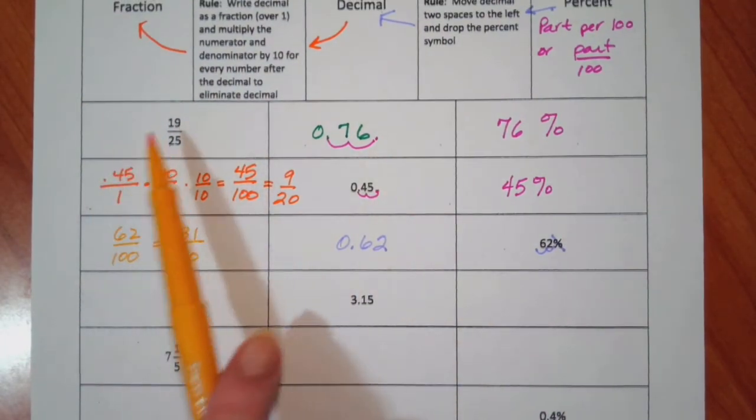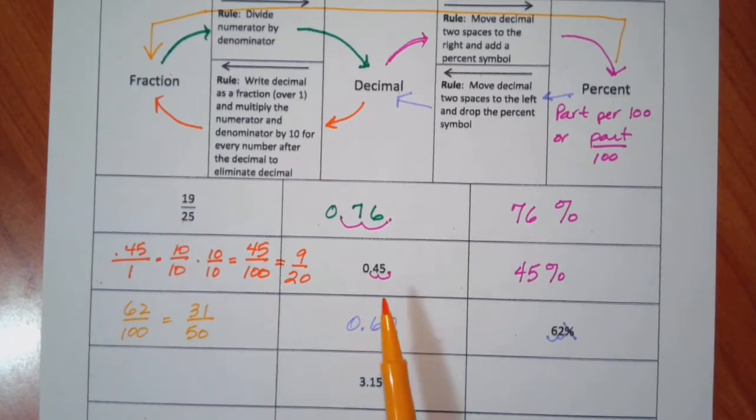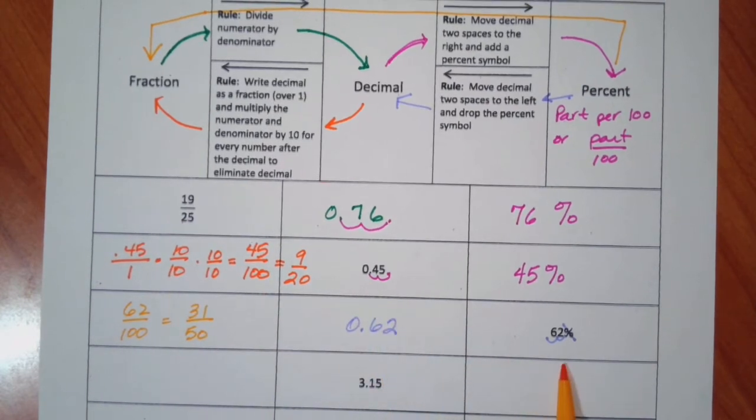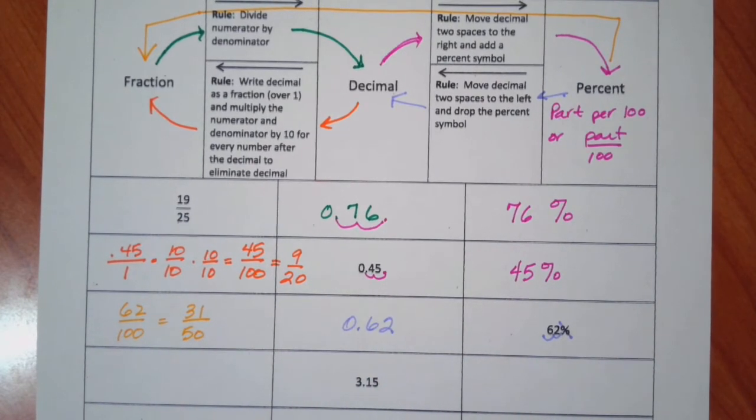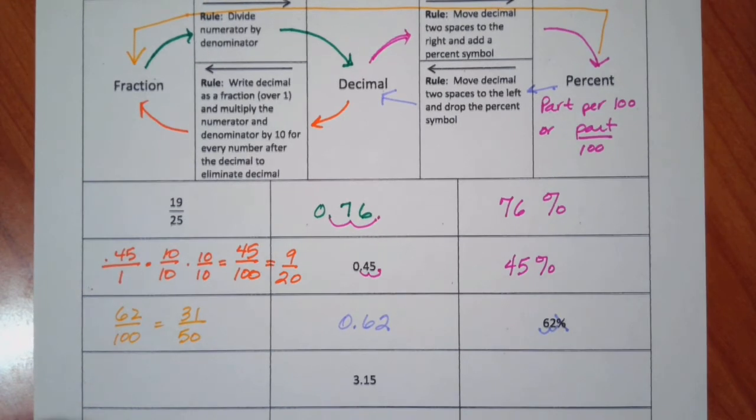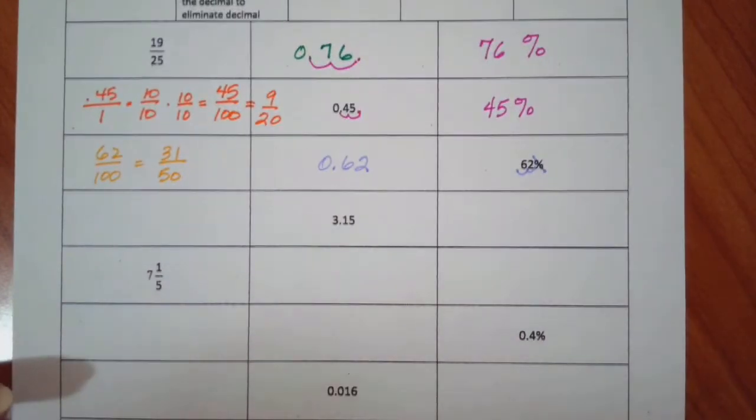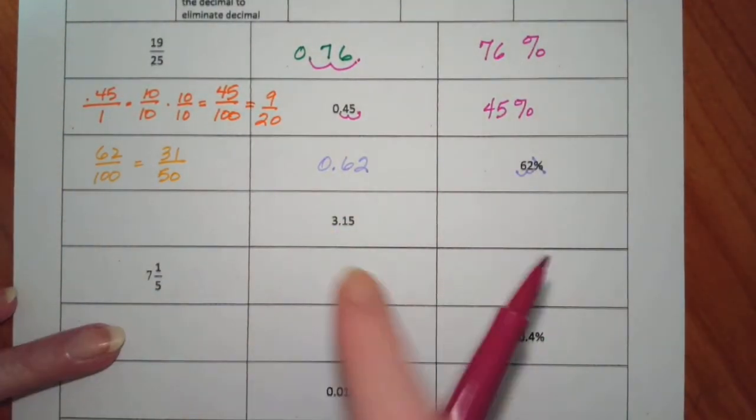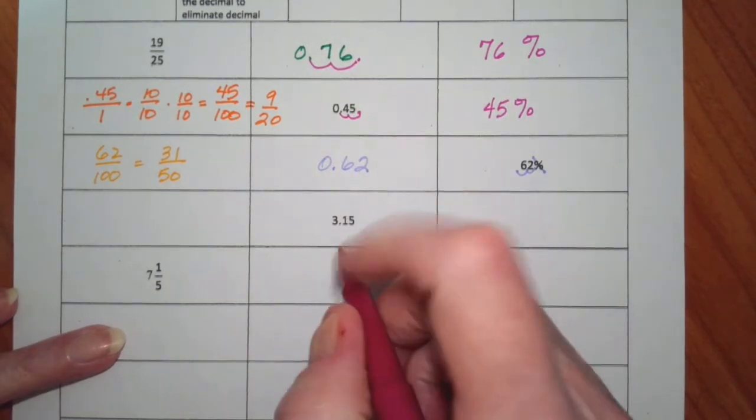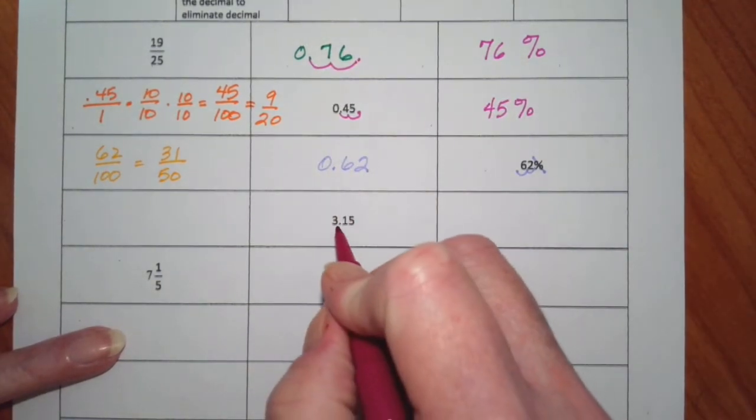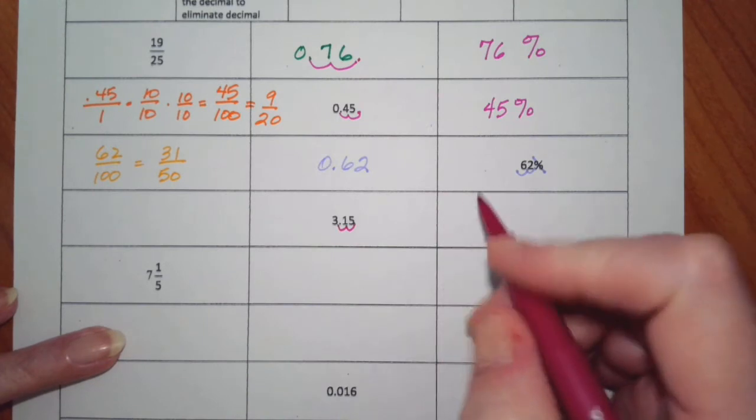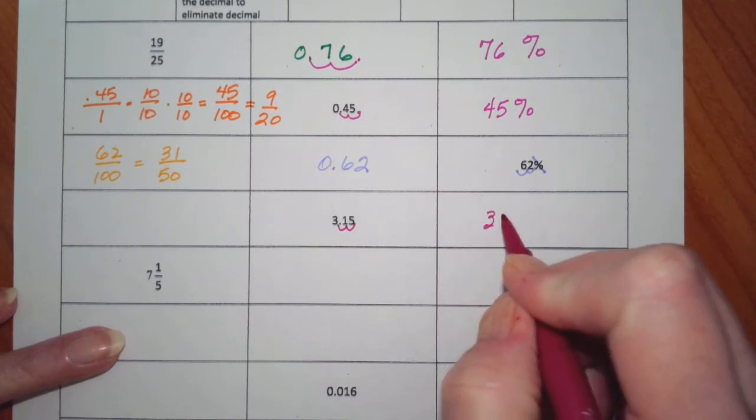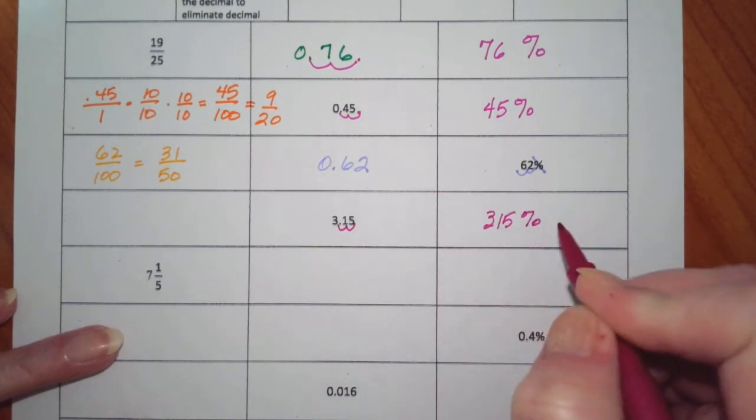Okay, so here's what you do if you start with a fraction, if you start with a decimal, if you start with a percent. If you have not already done so, I would recommend that you do the rest of these on your own, try them, and then come back and do this. Otherwise, I'm just going to go ahead and do it. All right, if I start with a decimal, I want to turn it into a percent by moving that 2 places to the right, so this becomes 315%.